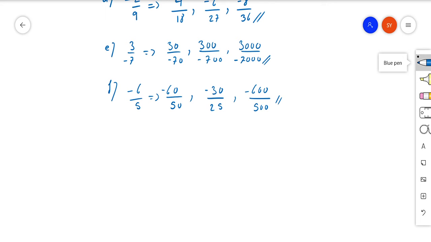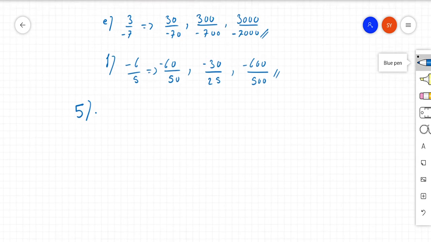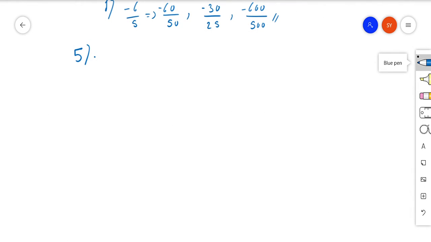Now we have to check in the next, fifth. We have to check a pair of equal rational numbers. So a pair of rational numbers is given. We have to check which one is an equivalent rational number. For example, over here, all these three are equivalent rational numbers and the standard form is minus 6 by 5. So similarly, they have given us some numbers and we have to see whether they are equivalent.